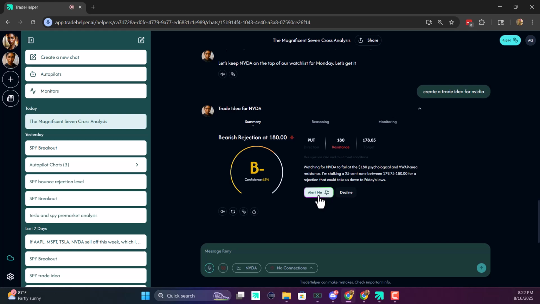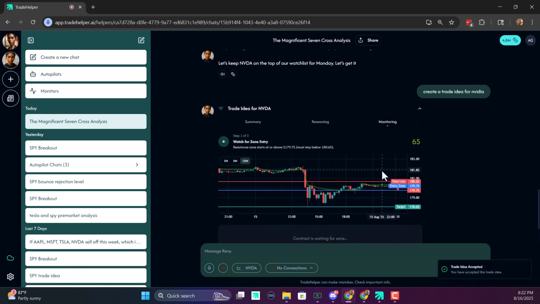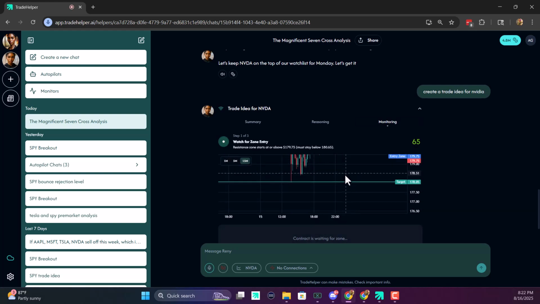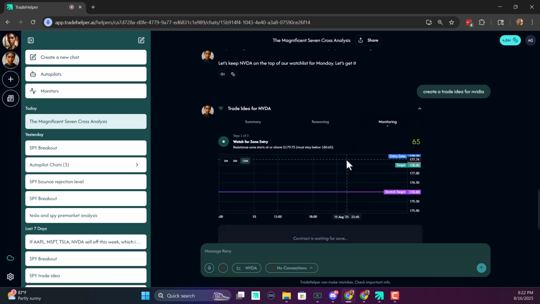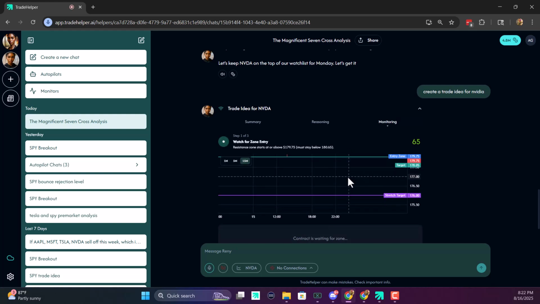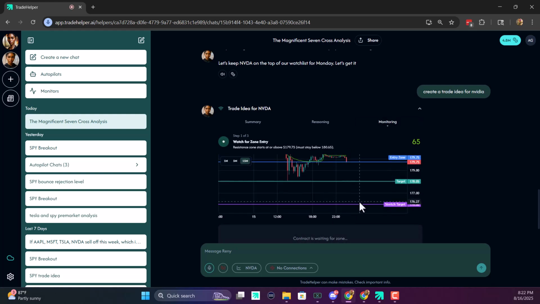Boom, gave me a put. I can go ahead and do that. And then look, now I have a trade idea for NVIDIA where if it crosses this entry zone on Monday, it drops down to this target. We even have stretch targets now. Stretch targets are the next level down, so now we don't have to miss out on some of that amazing money.